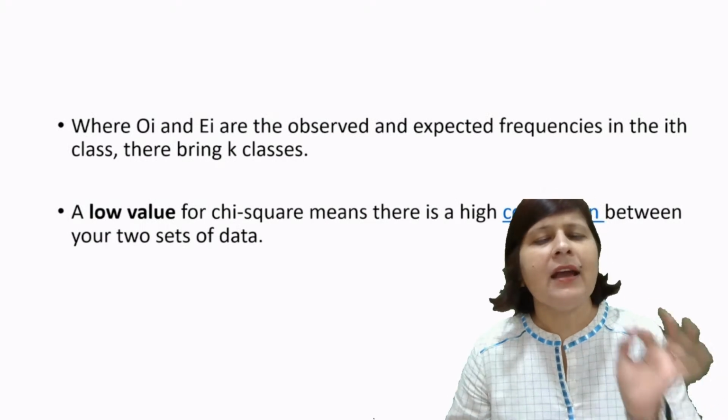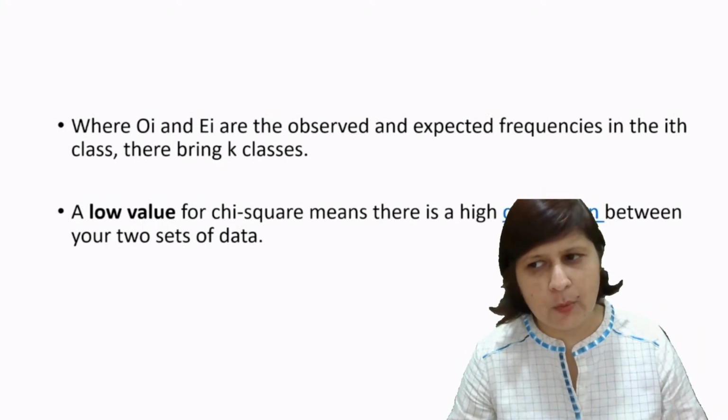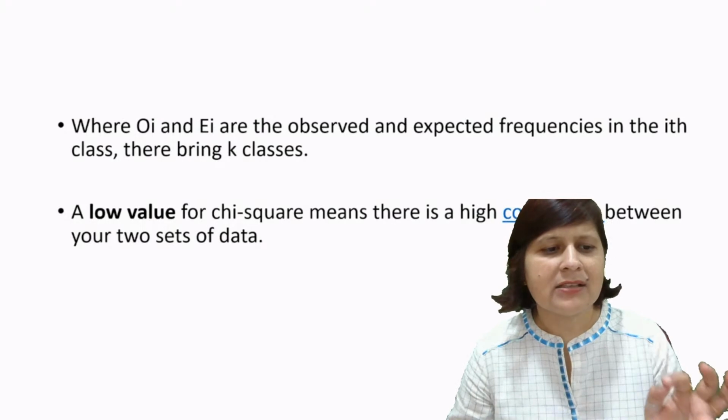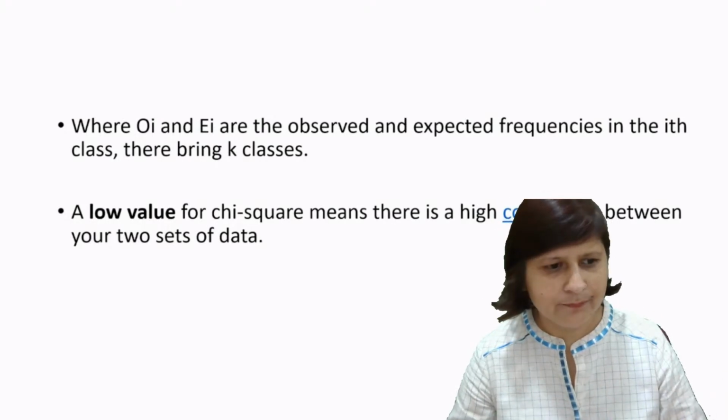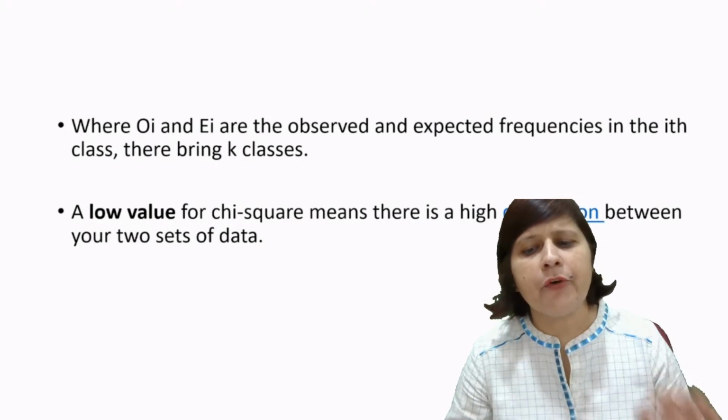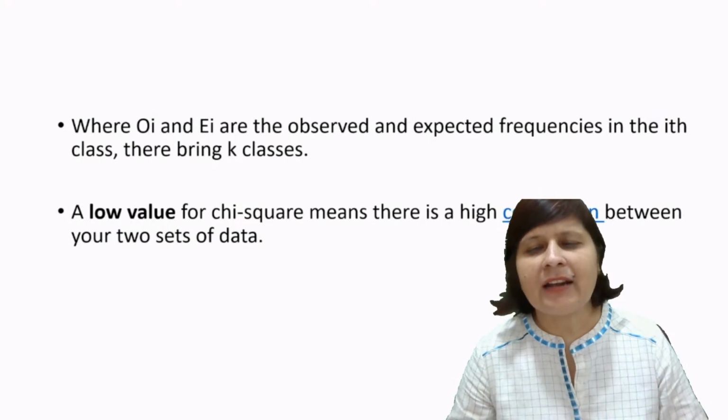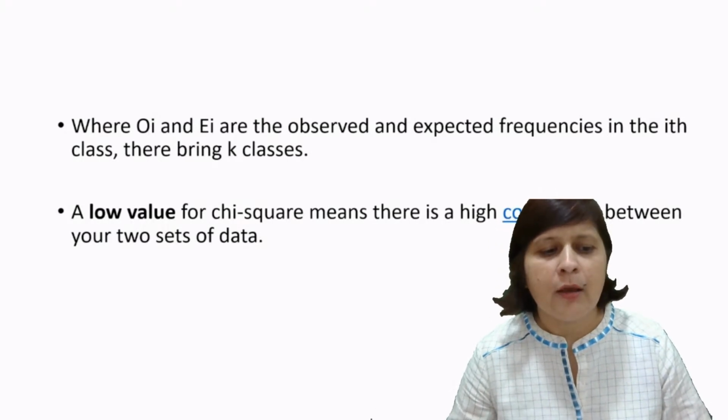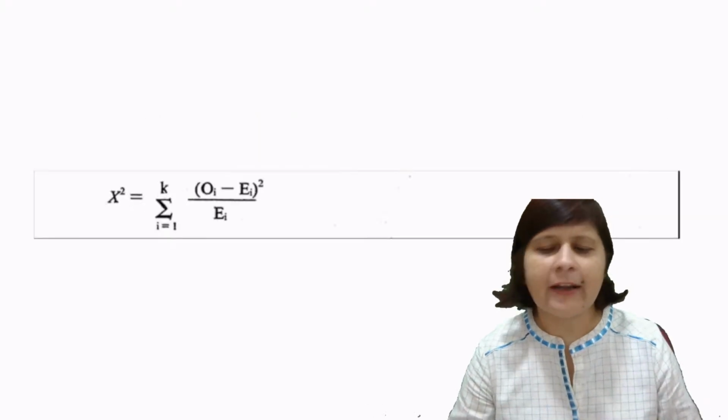OI and EI are the observed and the expected frequency in the ith class, where there are k classes. A low value for chi-square means that there is a high correlation between your two sets of data.